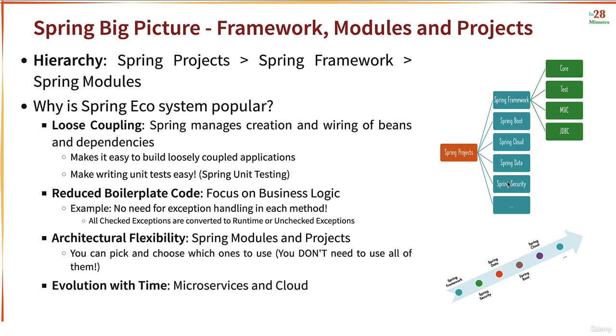And the last important factor is evolution with time. We saw that Spring Framework was the first project, but over a period of time, a number of projects were introduced. As architectures evolved and as applications started to have new needs, the Spring ecosystem also evolved with it. New projects were introduced, like Spring Security, Spring Data, Spring Boot, and Spring Cloud, which help the Spring ecosystem to remain popular even today.